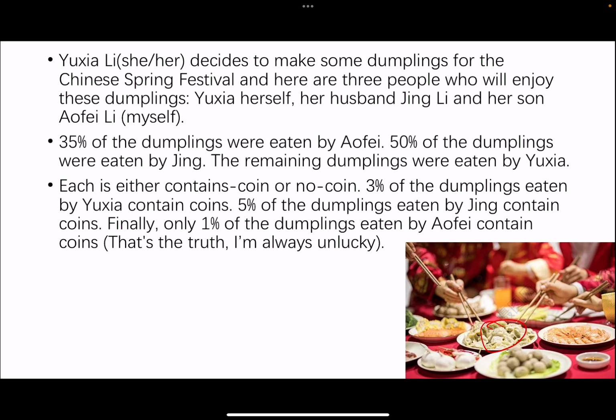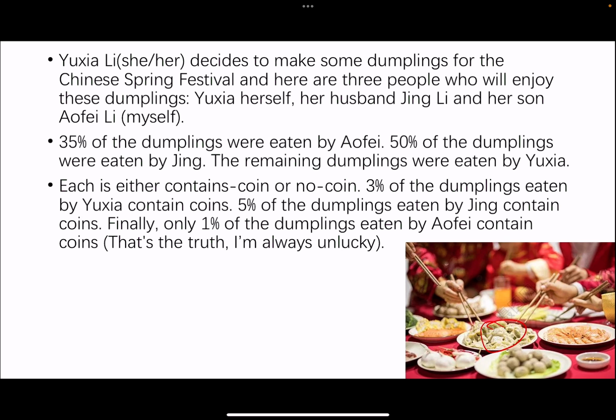Then 35% of the dumplings were eaten by Ao Fei, 50% of the dumplings were eaten by Jing. The remaining dumplings were eaten by Yu Xia. And each dumpling either contains a coin or does not. 3% of the dumplings eaten by Yu Xia contain a coin. 5% of the dumplings eaten by Jing contain a coin. Finally, only 1% of the dumplings eaten by Ao Fei contain a coin.